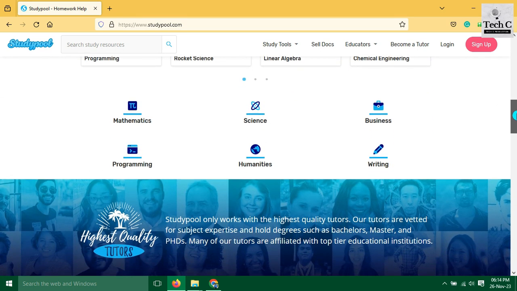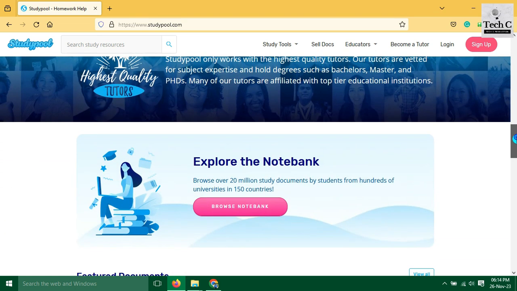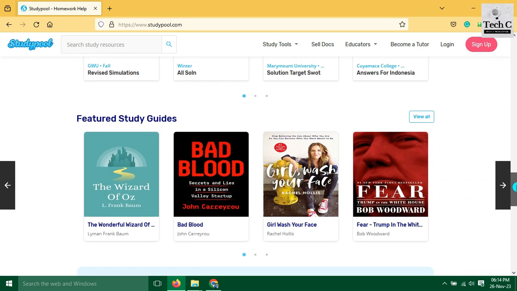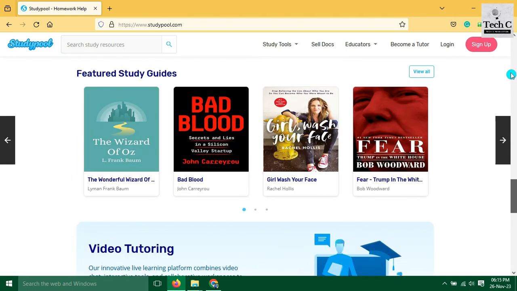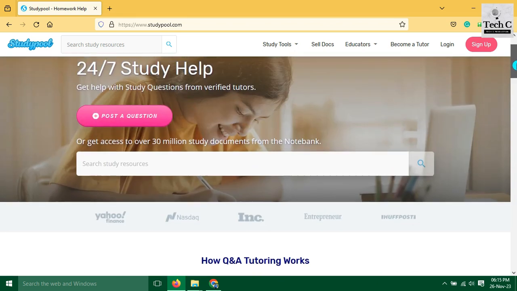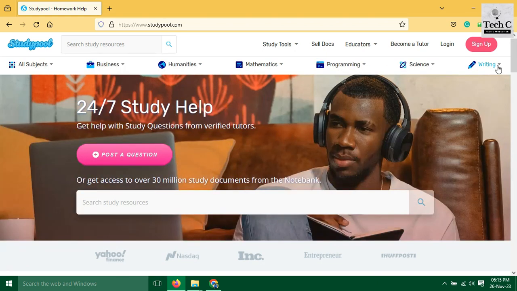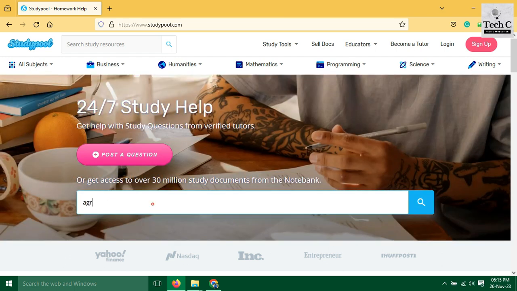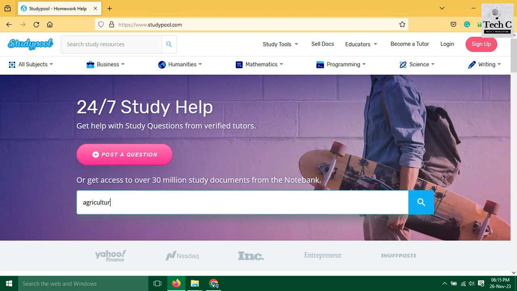Studypool is an online platform that connects students with tutors for academic help. Students can post questions or problems they need assistance with for tutors to provide solutions. It covers a wide range of subjects and academic levels, allowing students to find help with specific assignments or concepts. It's a convenient way for students to get personalized assistance and for tutors to offer their expertise on various topics.